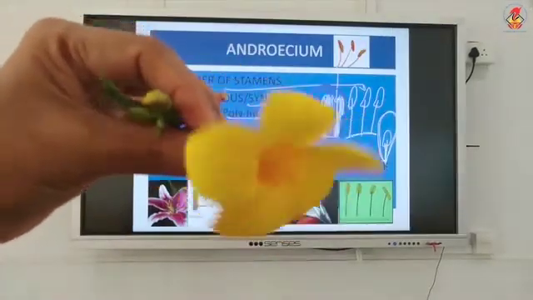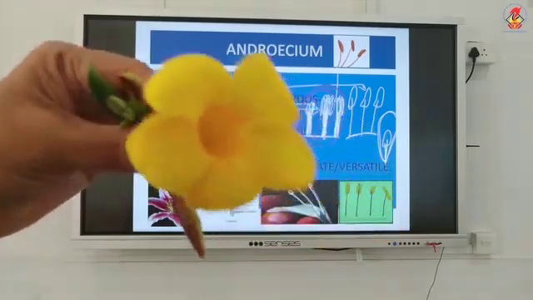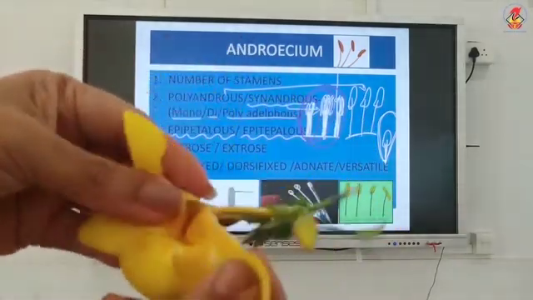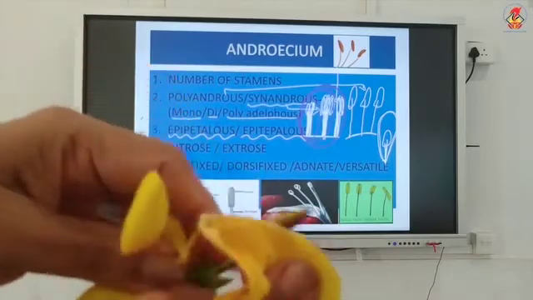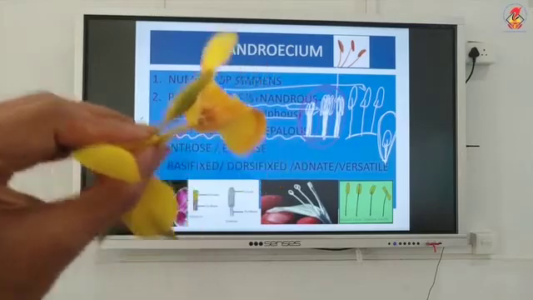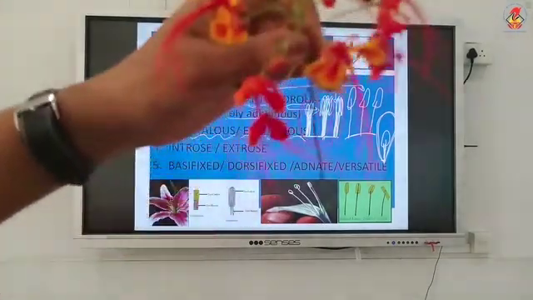Is it extrorse or introrse? This is introrse. Where's the stamen? There is a stamen, but it is inside the flower. We have to open and detach and check for the stamen. Yeah, the stamen is inside. See, the stamen is inside. So this is an example of an introrse flower, whereas this is an example of an extrorse flower.